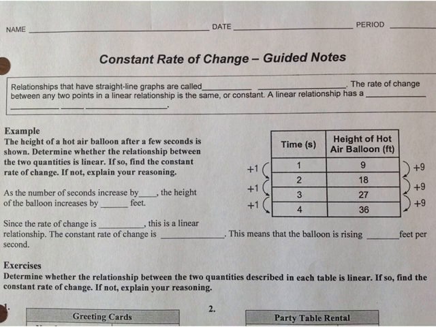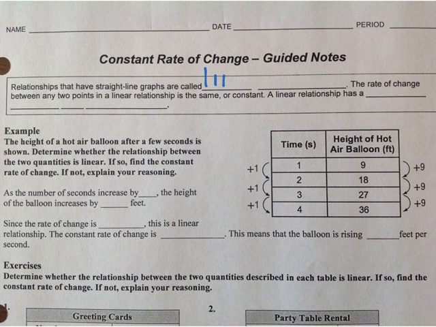Alright guys, so today's notes are on constant rate of change. We're getting prepared to start looking at linear equations and learning how to calculate slope. So, our vocabulary says relationships that have straight line graphs are called linear relationships.